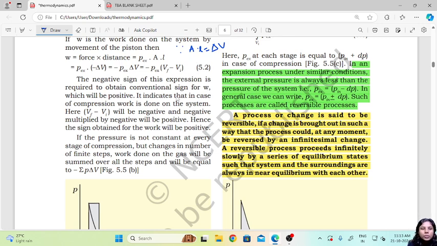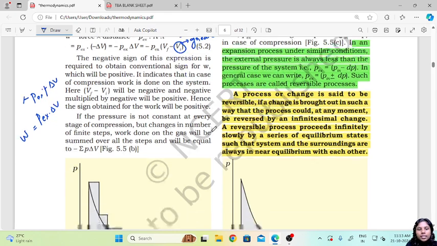So here if you see, we will have a negative sign because this value is going to be greater. So if this value is greater, then we will have a negative sign over here. Now if you have minus P external into minus delta V, this minus and this minus will become positive, and P external delta V will be a positive value. So therefore we can say that the compression work is done on the system.